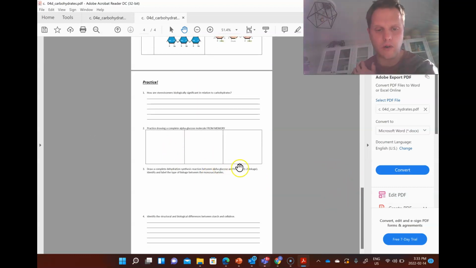You have to draw glucose. You have to talk about the differences between starch and cellulose. You have to draw an alpha 1,2 linkage. You may need a little bit of help with this, but give it a try.